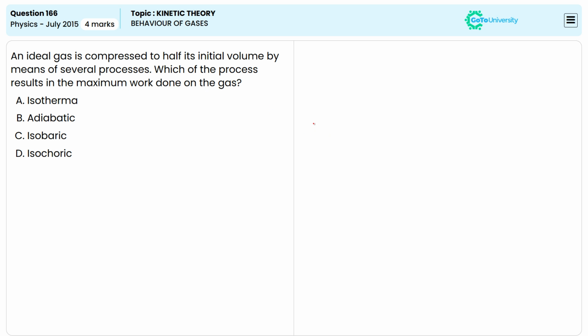Okay. Then if I draw the diagram of the PV curve, that means the pressure versus volume curve. This is the pressure versus volume curve. The y-axis indicates the pressure and the x-axis indicates the volume, with the variation in the pressure.